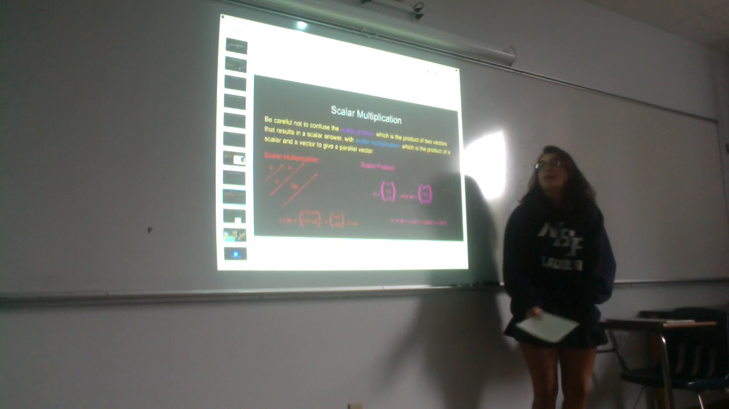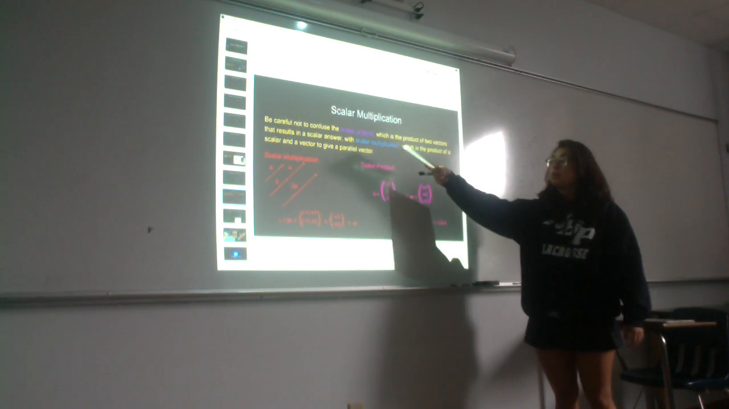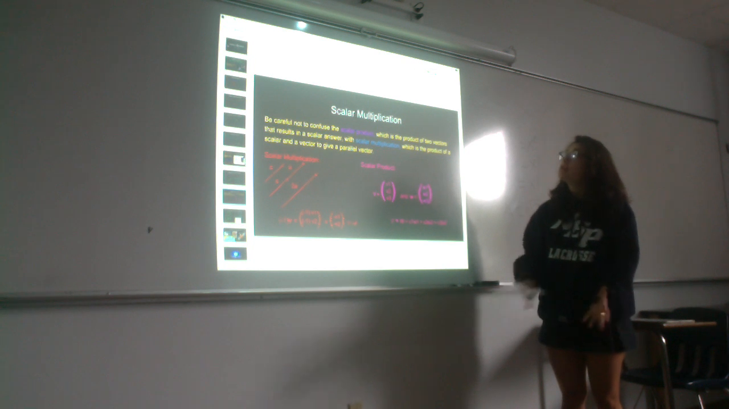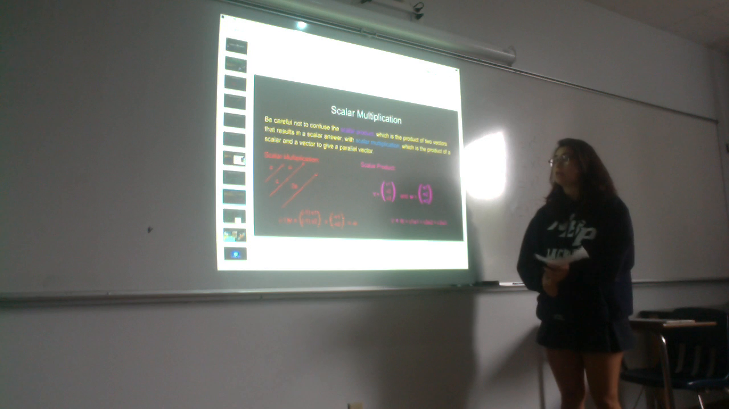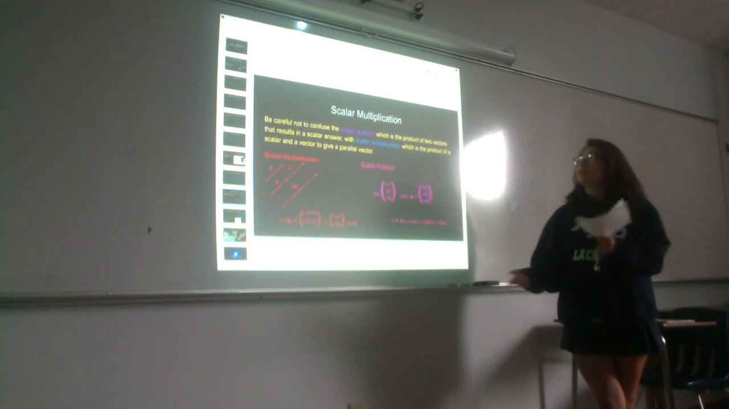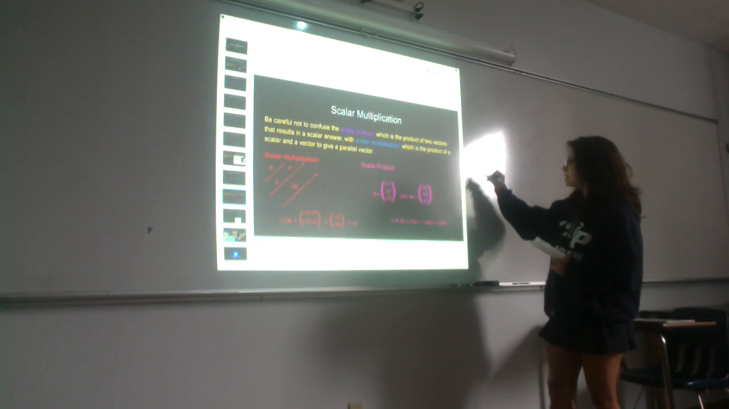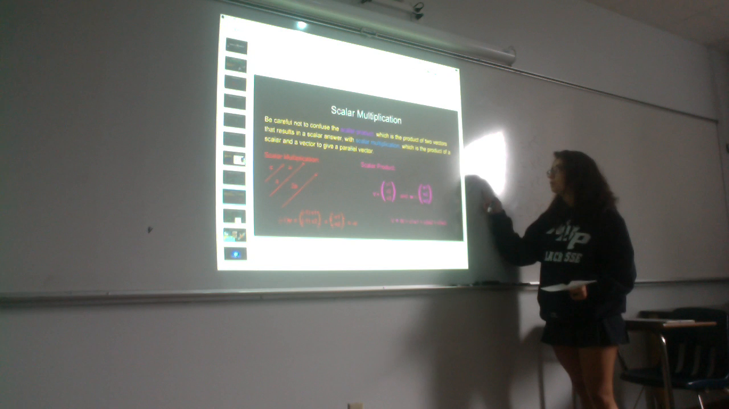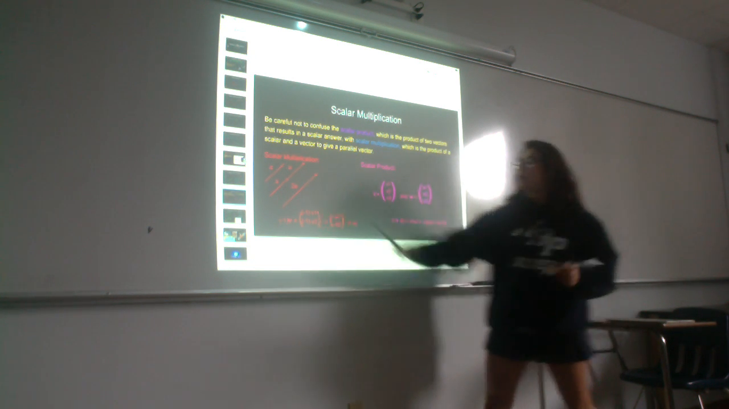Okay, scalar multiplication. There's 2 different things that you can't confuse. There's a scalar product and scalar multiplication. Scalar product is the product of 2 vectors that result in a scalar answer. And scalar multiplication is the product of a scalar and a vector to give a parallel vector. So a parallel line, that's what a parallel vector would look like. Here's an example of scalar multiplication drawn out for you.